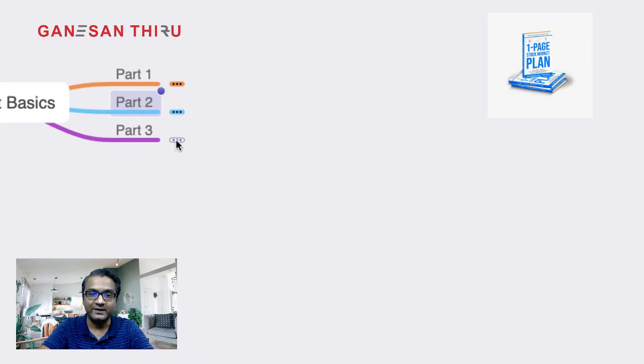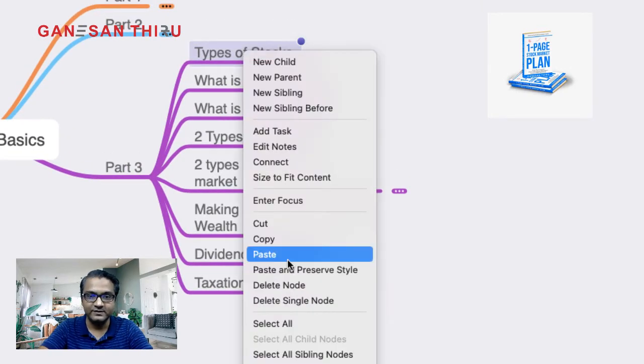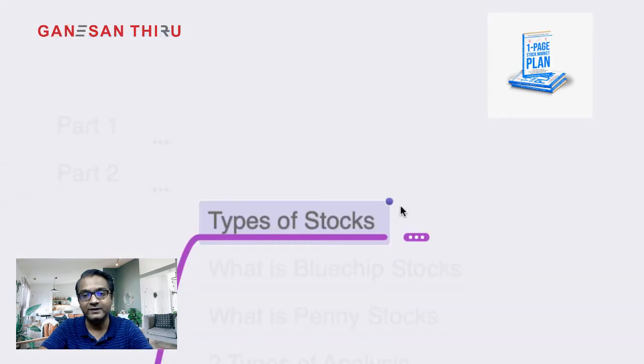Now let's go towards part 3. This is what you are going to see. And finally, what are the types of stocks? This is what we are going to begin in today's session.